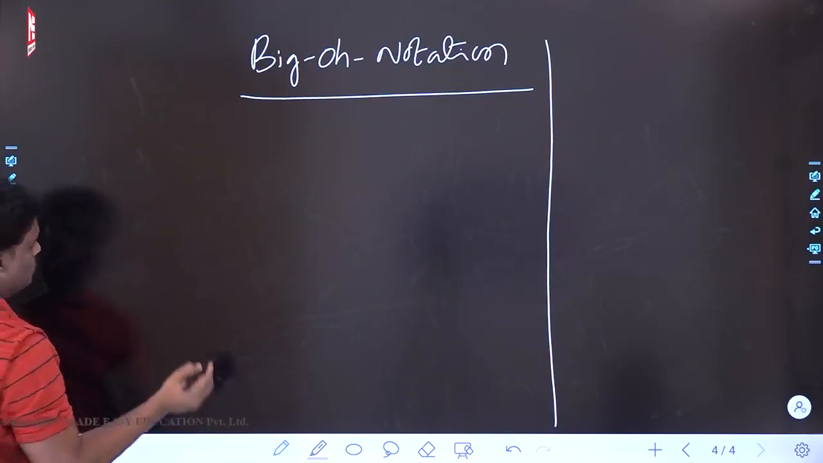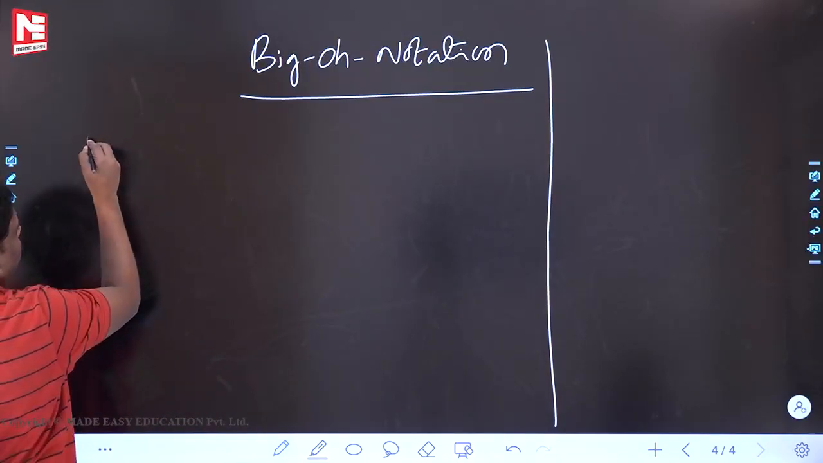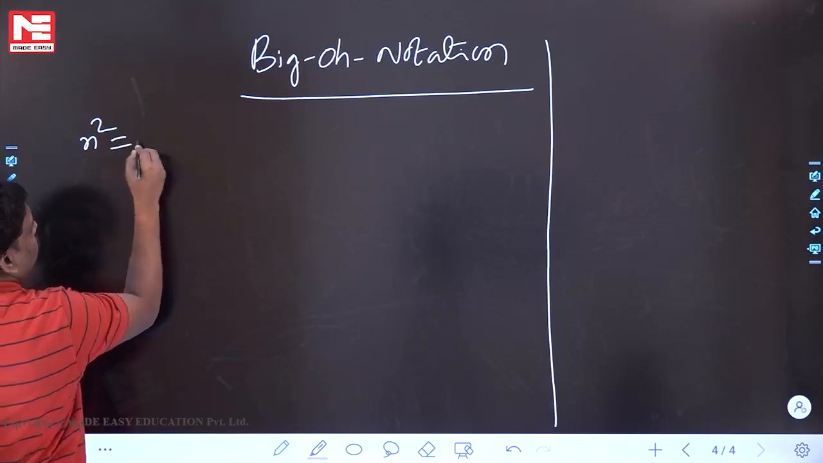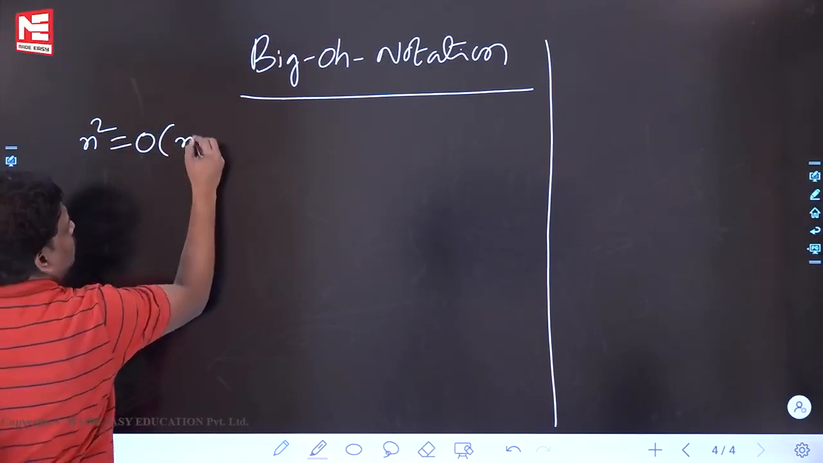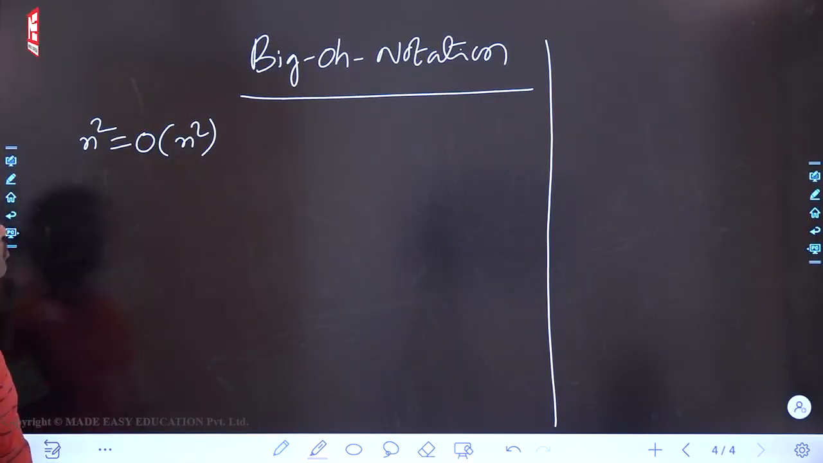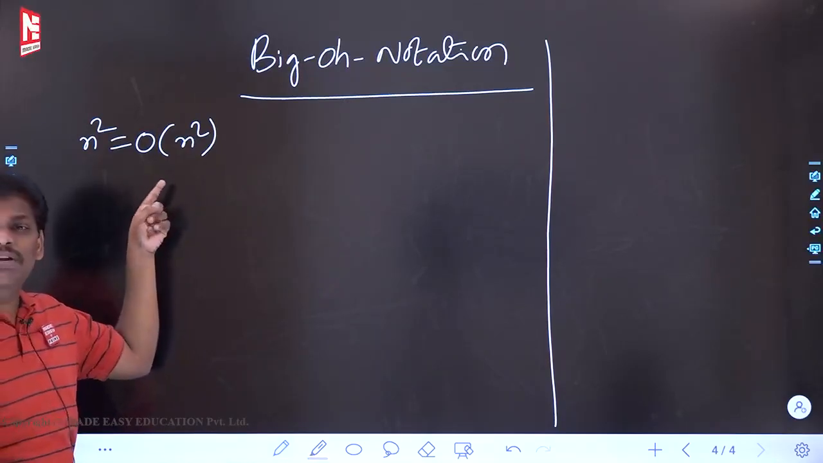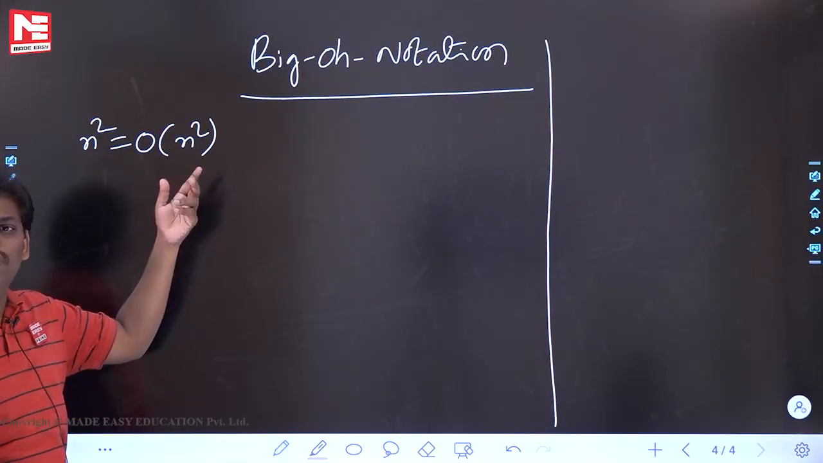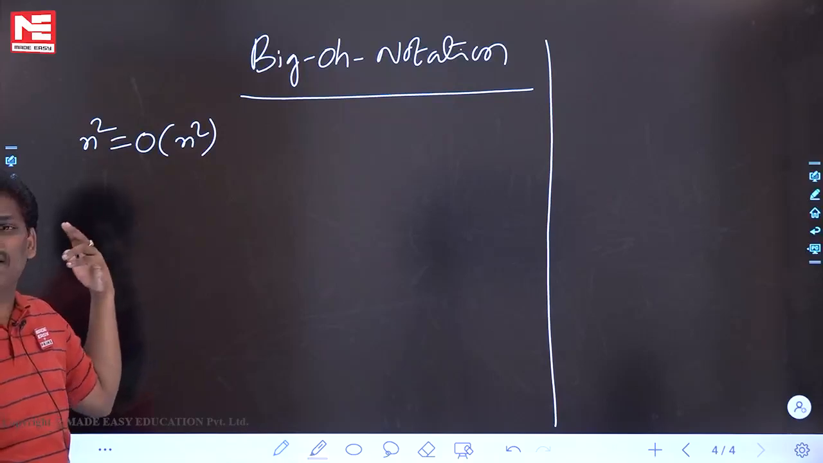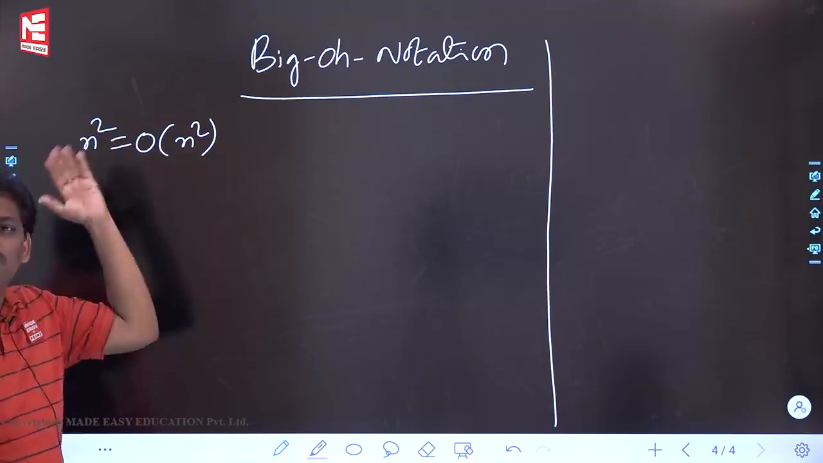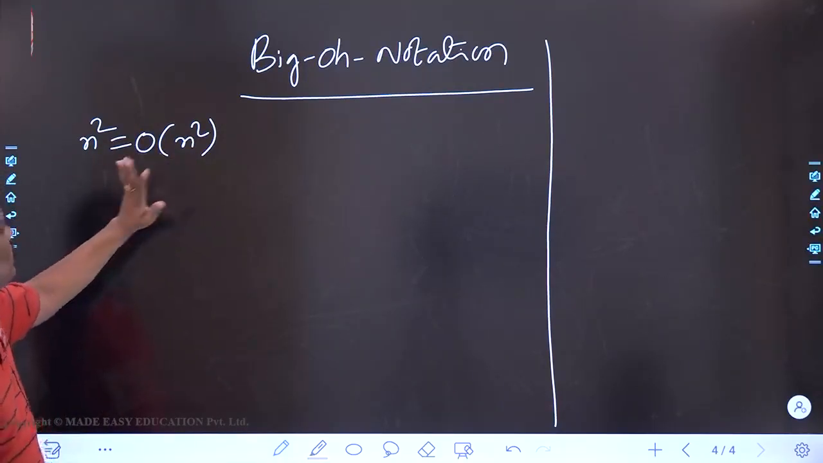Please listen. Is it right or wrong? Let me check. n square is big O of n square. Is it right or wrong? Everyone knows. What is the c value? 1. Because the right side is going to be bigger or equal, that is the reason. So that is fine, that is true.